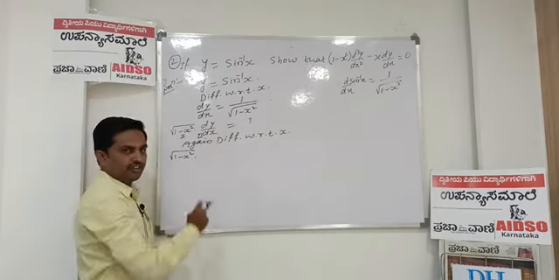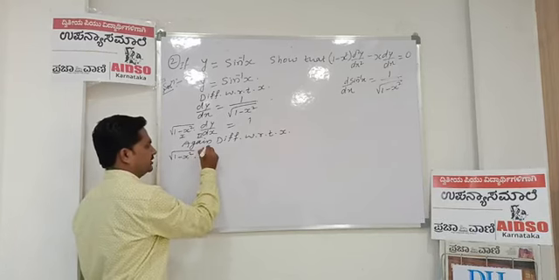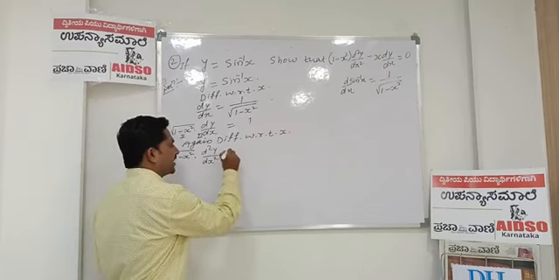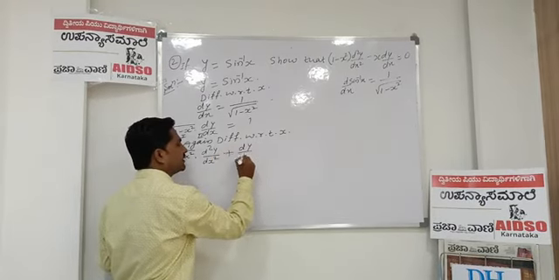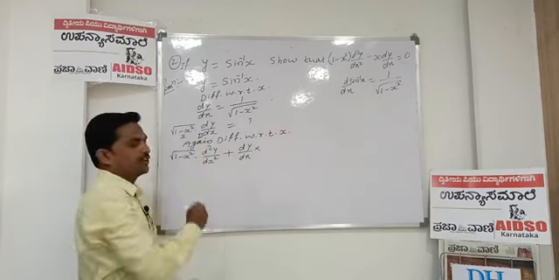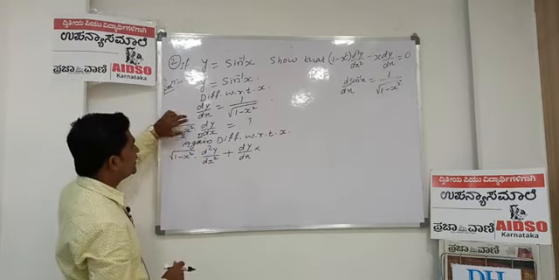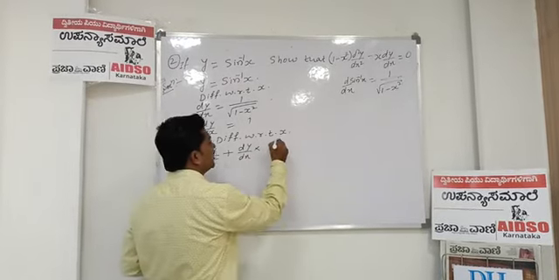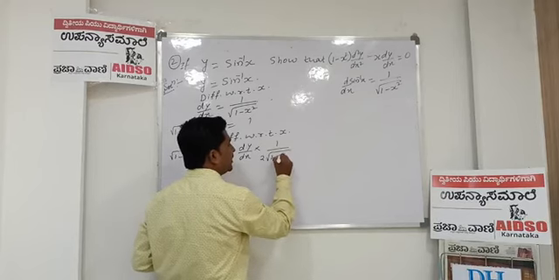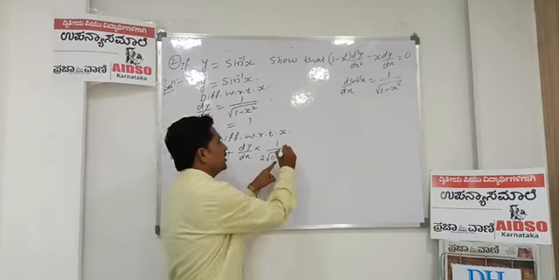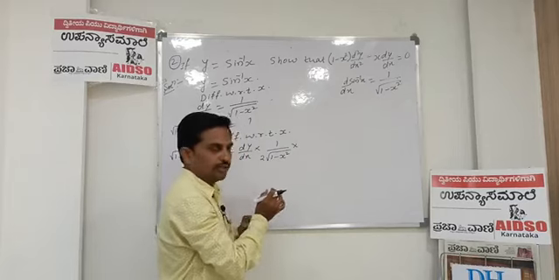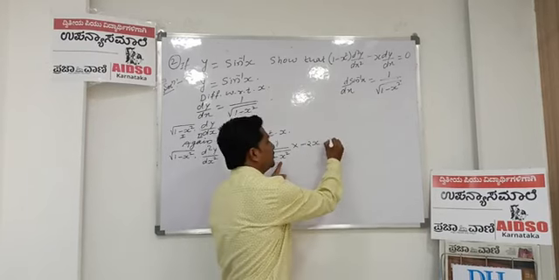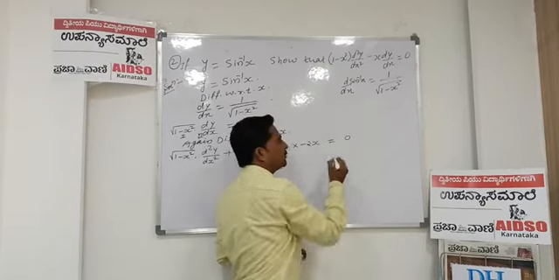What is the second function? dy by dx, and its derivative is d square y by dx square, plus second function dy by dx into the derivative of the first function. The first function is in the form of root x, and the derivative of root x is 1 divided by 2 root x, into the derivative of the entire expression: minus, as the derivative of x square is 2x, and the derivative of the constant is 0.